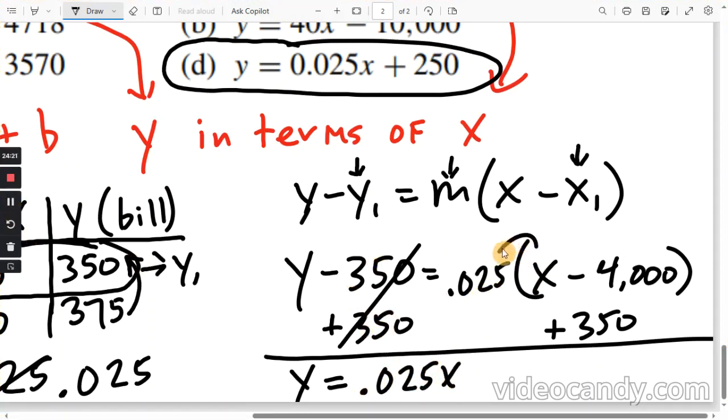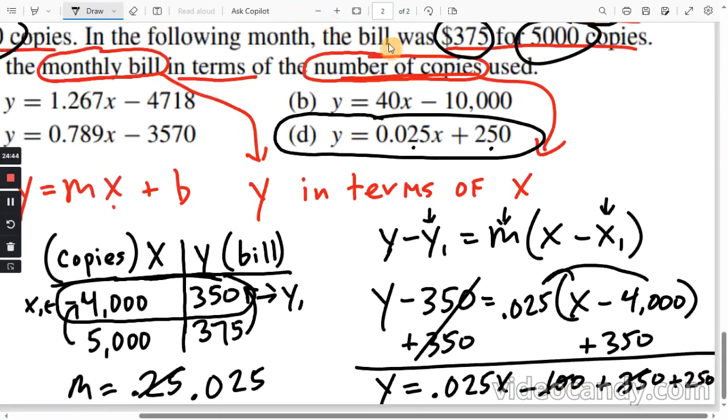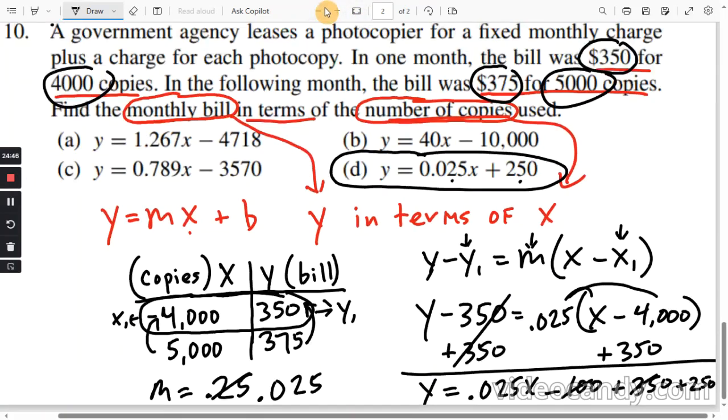And 0.025 times negative 4,000 is going to be negative 100. You could do that on the calculator if you need to. And plus 350, negative 100 plus 350 is going to be positive 250. All right, I ran out of room, but that checks out. The slope checks out. So that's going to be answer D.